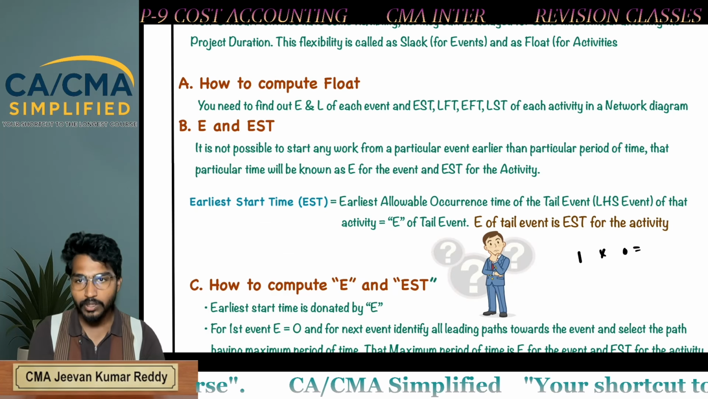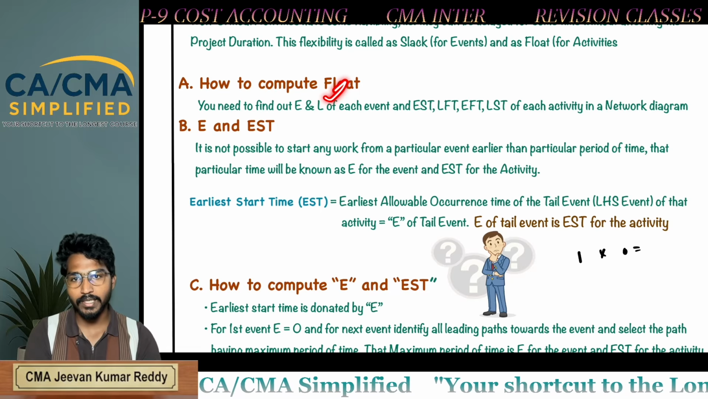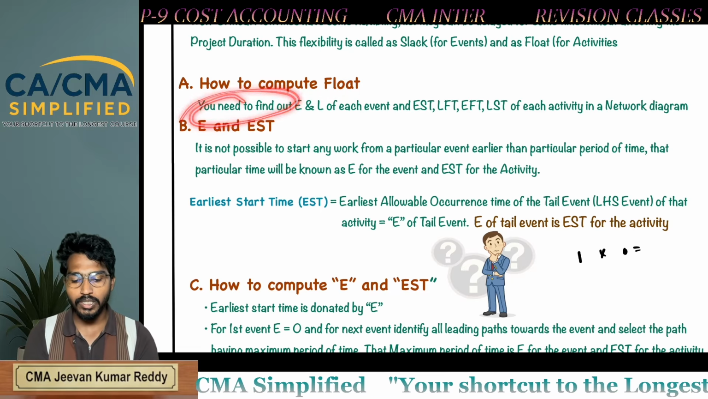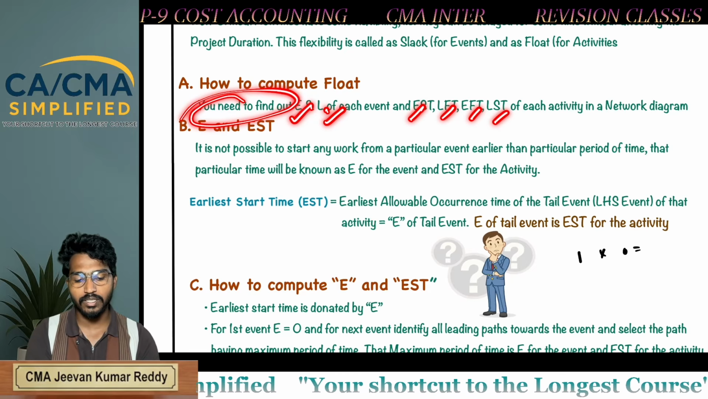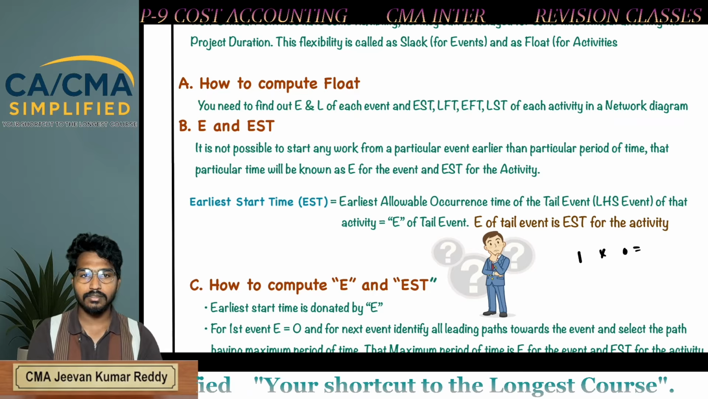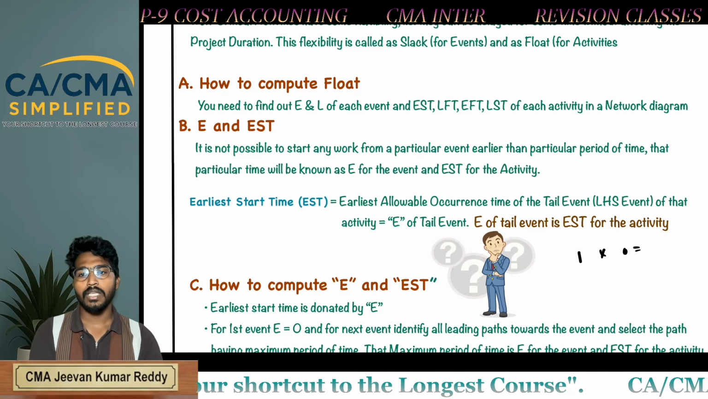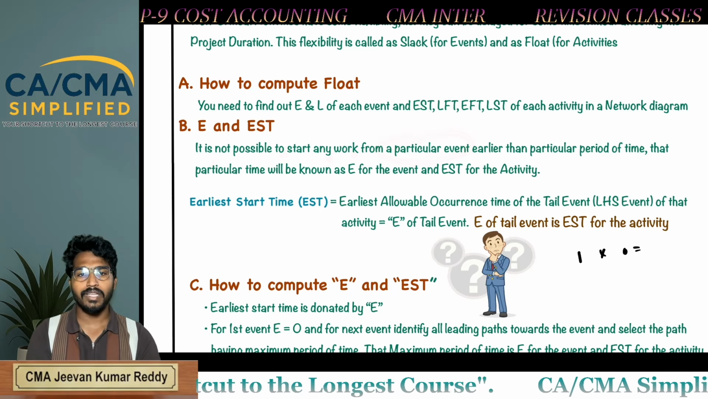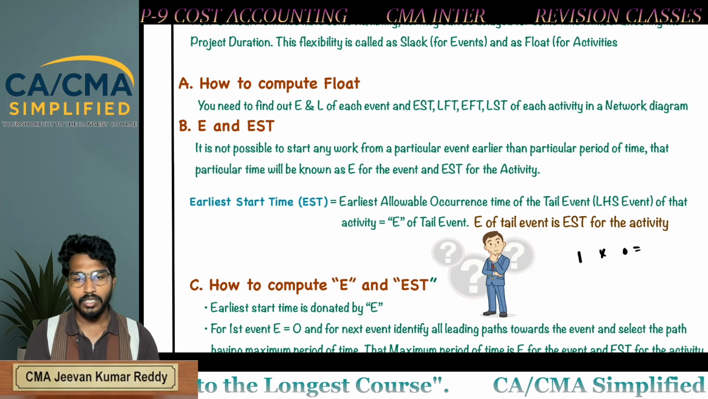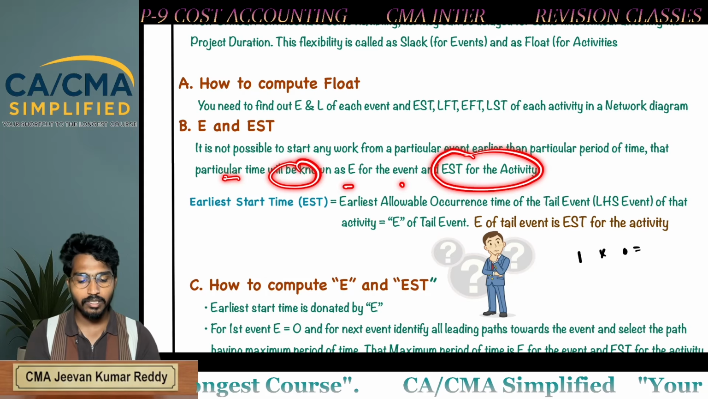How to compute float? If you want to compute float, if you want to compute the delay time, you need to find out E and L for the events and EST, LFT, EFT, LST for activities in the network diagram. First, what is E and EST? It is not possible to start any work from a particular event earlier than a particular time. That particular time will be known as E for the event and EST for the activity.